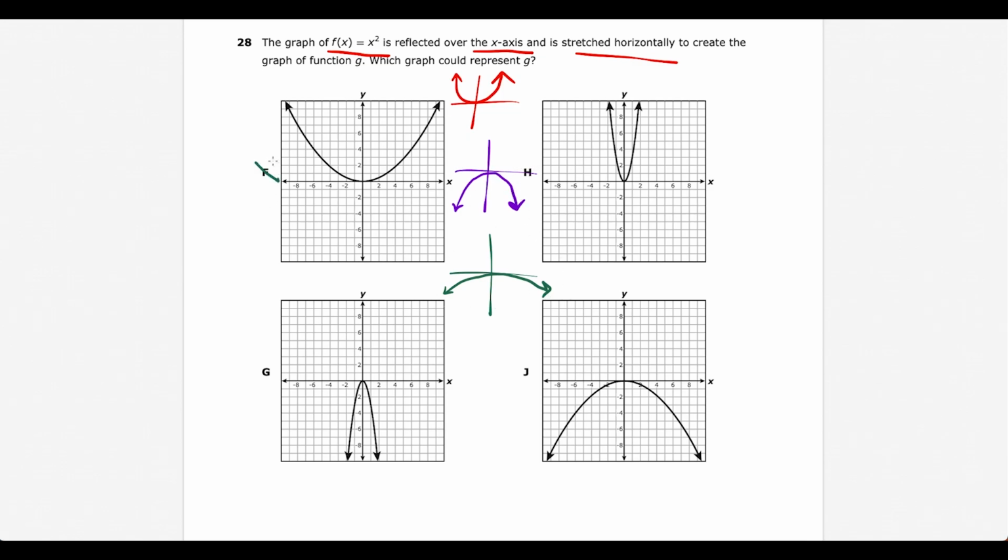So choice F and choice H are automatically out because there was no actual reflection over the x-axis to flip this thing. And that's why those two choices are gone. And if we look here, choice G is no good because that would be if we stretched it vertically towards the y-axis. It would make the graph skinnier. But stretching it wide is making it go more flattened out here. So that's why we're going with the last option.